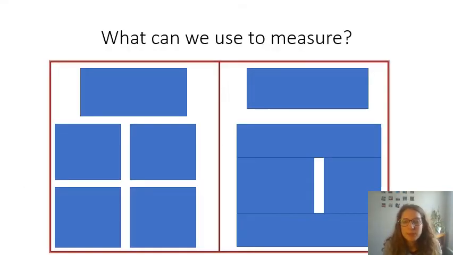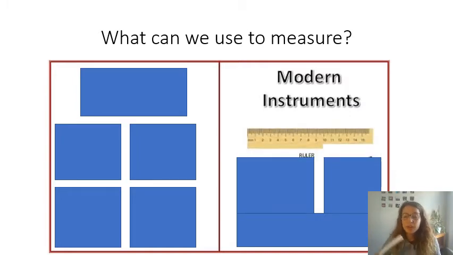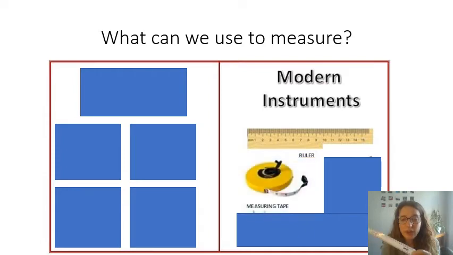Let's have a think before we start about the equipment we could use to help us measure length. So pause the video. What equipment can you think of that we could use? All right, so if we start with some more modern instruments, the most obvious one is a ruler. If you have a ruler at home, it would be really, really useful this week, okay, and into next week. If you don't have a ruler, you might have a tape measure, which would also be really useful.